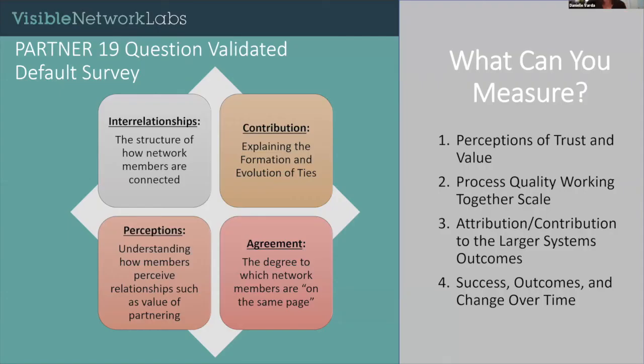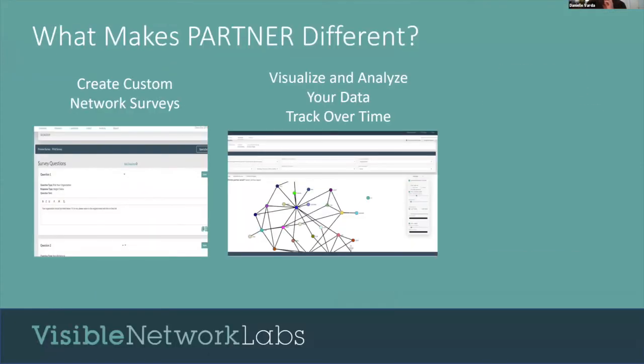It has a 19 question validated survey that 90% of folks have used. We're shifting over to this strategy survey, which embodies the 19 question survey, but also includes other areas that we've learned about. This survey itself lets you measure those interrelationships, contribution and attribution, and perceptions and agreement among members. We'll go into all of this in more detail in some of the other sessions.